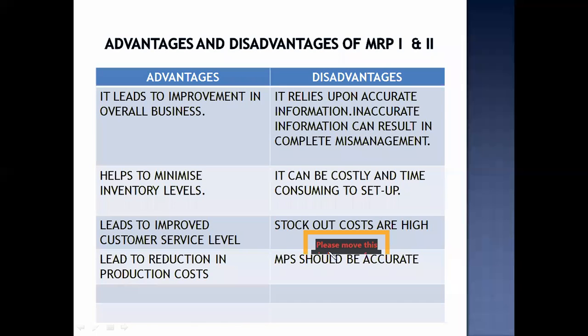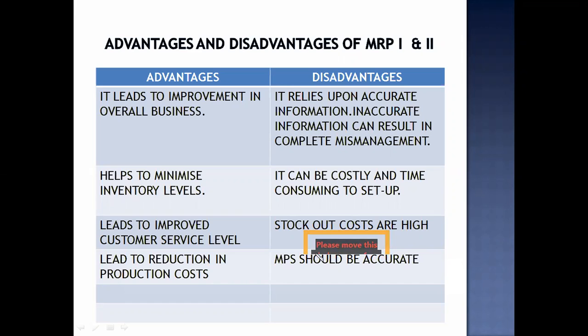Now, what are the advantages and disadvantages of MRP 1 and 2? Overall, we can say this is helpful for business. It leads to improvement in overall business. But one disadvantage is that it all depends on input. And this input contains information. That information should be accurate. If we provide errors, if we provide mistakes, that will lead to complete mismanagement.